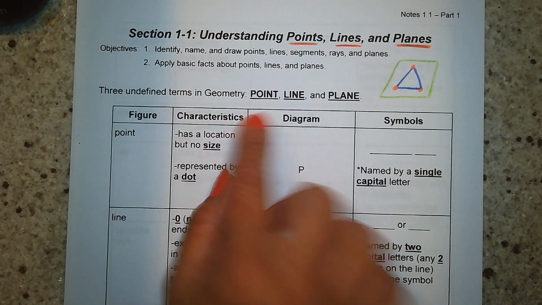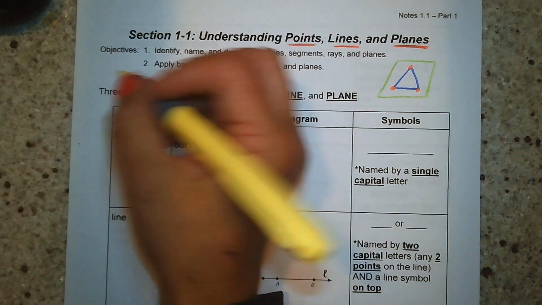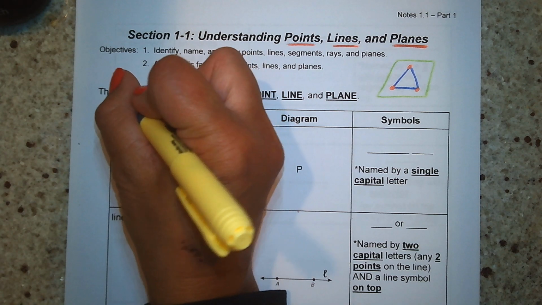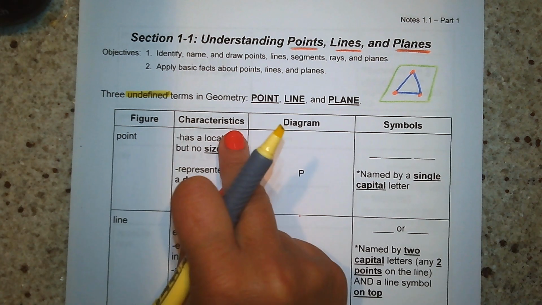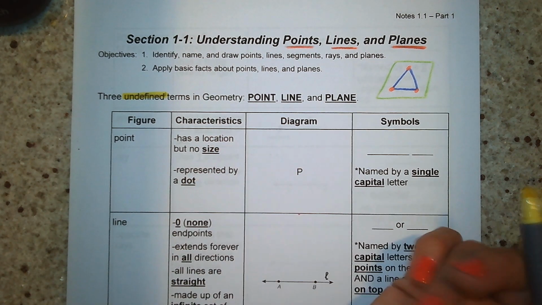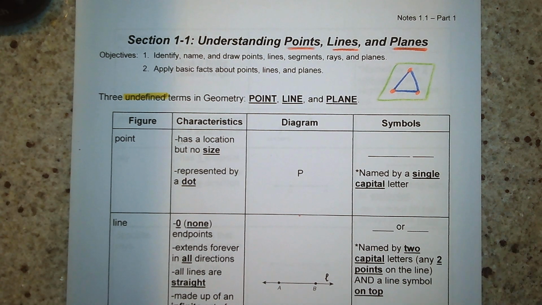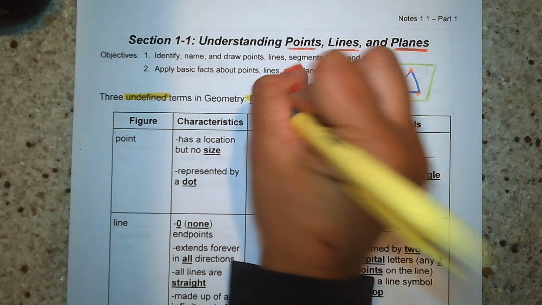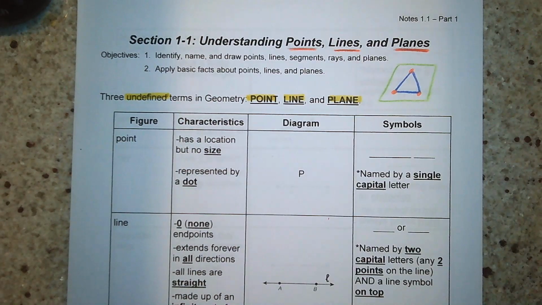There are 3 undefined terms in geometry. The 3 undefined, which means there is no set definition for them. We can describe them with characteristics, but there's no set definition. If you were to go to the glossary in your textbook, you wouldn't actually see a straightforward definition for them. They are, again, point, line, and plane.